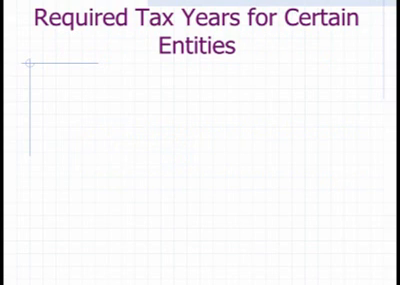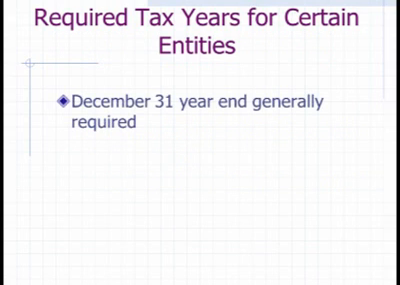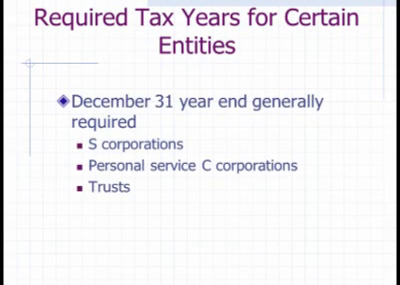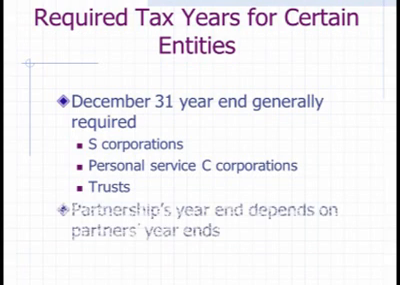And then some entities have required years to end a calendar year. If you are the three kinds of things listed here, you are generally required to have a December 31 year end. Partnership year end depends on the partners. If you have 3 partners who each own 20% and their year end is October 31, the year end will be October 31 because that's what the majority of your partners' year end is.